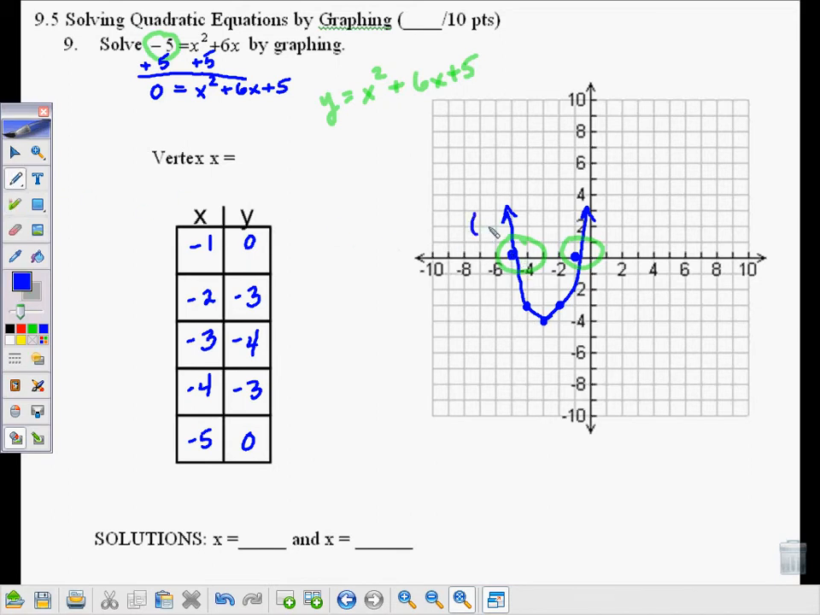Remember, those points are at negative 5, comma 0, which is this one, and at negative 1, comma 0, which is at this one. So my solutions are where the y value is 0, which is here and here, and the x values that go along with that are negative 5 and negative 1, and those would be my solutions.